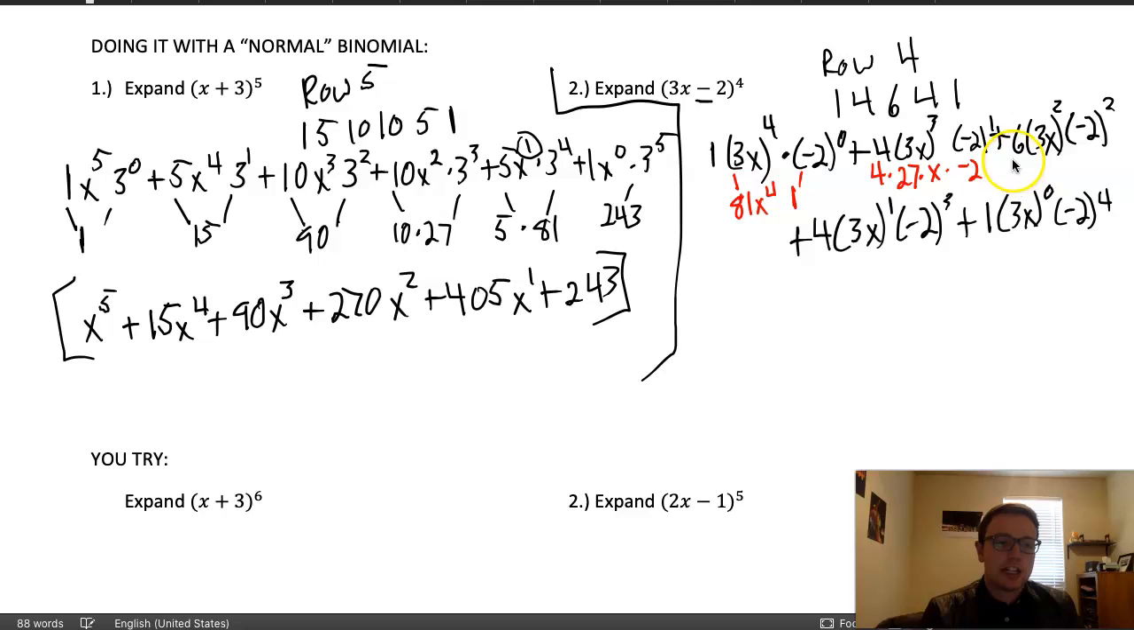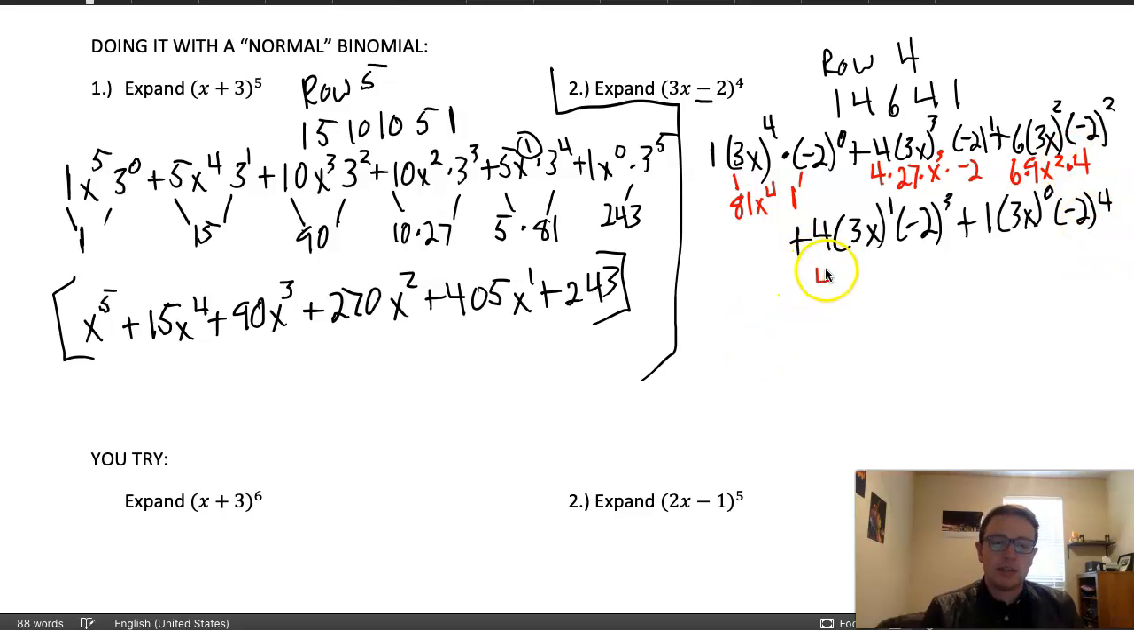This next one, we're going to have 6. We'll have 3 squared, so that'll be 9x squared. Don't forget our powers of x. And we'll have negative 2 squared. So when you're putting this into your calculator, make sure you're putting parentheses around the negative 2. That gives you 6 times 9x squared times 4.